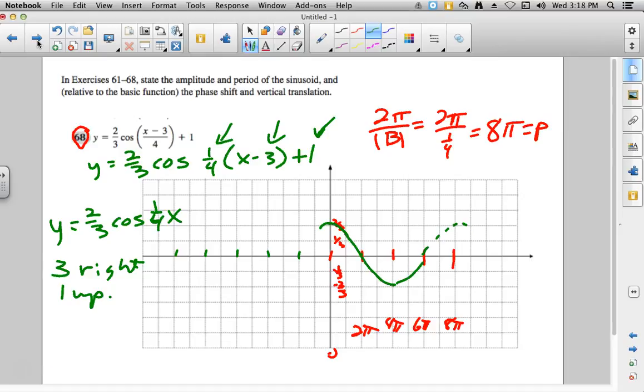Oh, I really should make this one dashed. Let me go ahead and start making it dashed at this point, because remember, this is not our final product. This is just what we're going to move. So our final product here would come from the fact that we need to move this 3 to the right and 1 up. But we need to know what would 3 be in terms of pi.